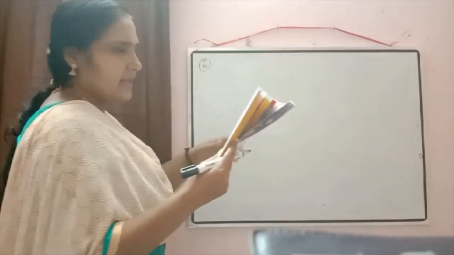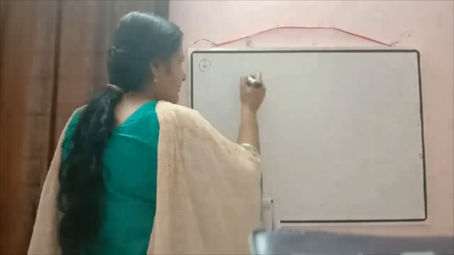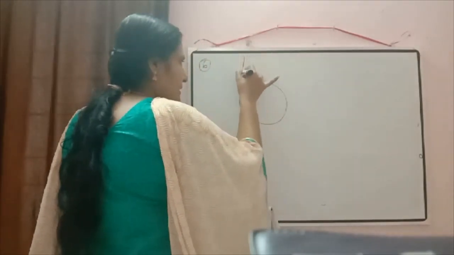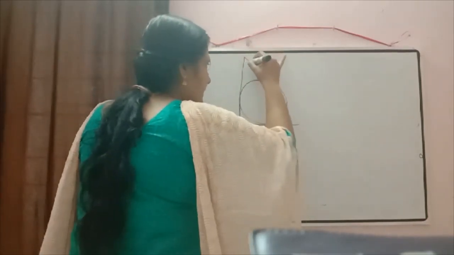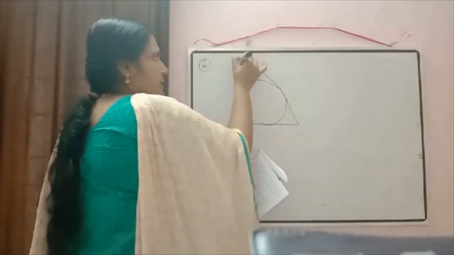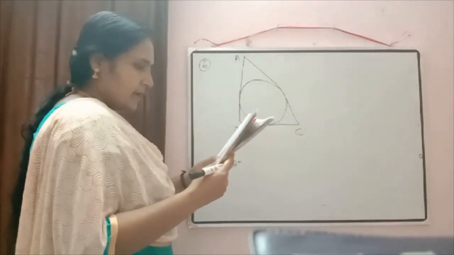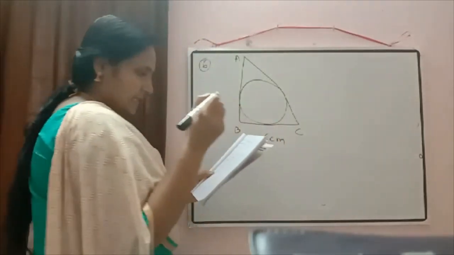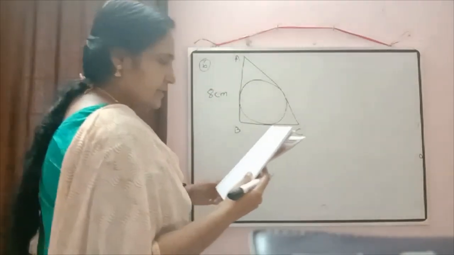Now it is given in the given figure, triangle ABC is a right triangle. So it is given in this way. First I can draw a circle there. Triangle ABC is a right triangle is given in the question. Here it is marked ABC. ABC is a right triangle such that BC is equal to 6 centimeter and AB is equal to 8 centimeter is given.